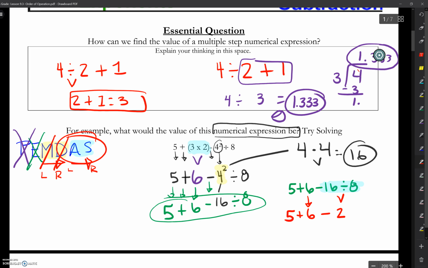Now I'm left with addition and subtraction. And so 5 plus 6, I'm going to add first. 5 plus 6 is 11, minus 2 equals 9. So the answer to this problem would be 9.